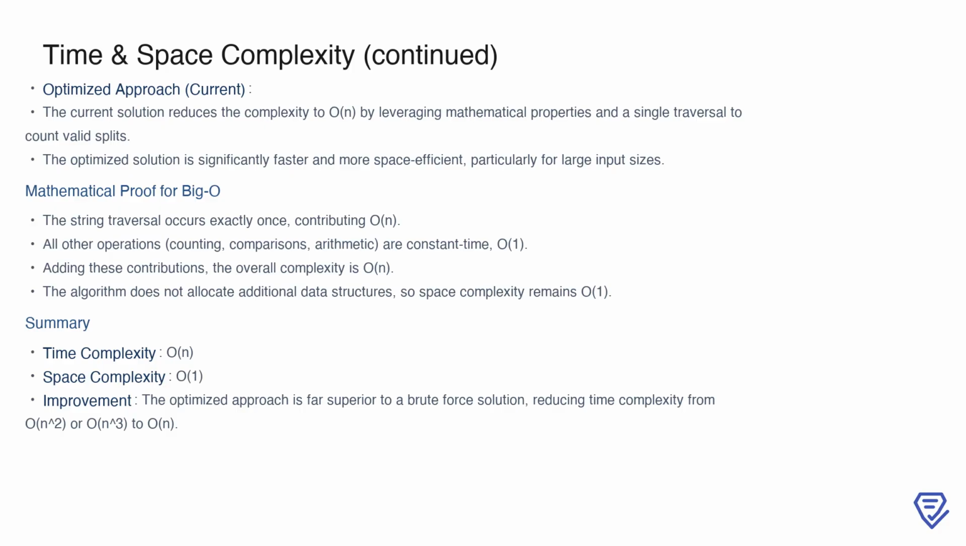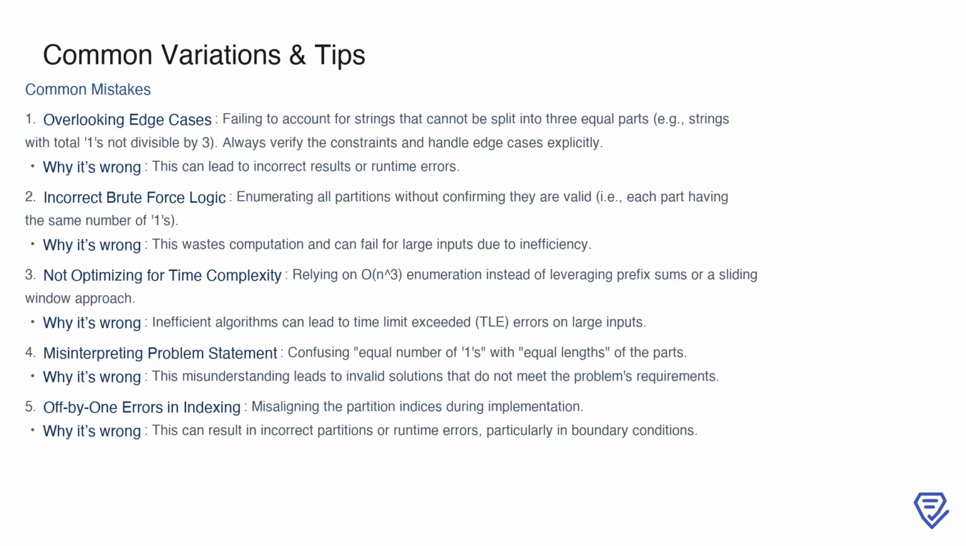In summary, this optimized solution is a significant improvement over the naive approach, offering both time and space efficiency for large input sizes. Common mistakes in this problem often stem from overlooking key details in the requirements or failing to optimize the solution. For instance, one frequent error is ignoring edge cases, such as strings where the total number of ones isn't divisible by 3. These cases make it impossible to divide the string into 3 equal parts, and failing to handle them explicitly can lead to incorrect results or runtime errors.